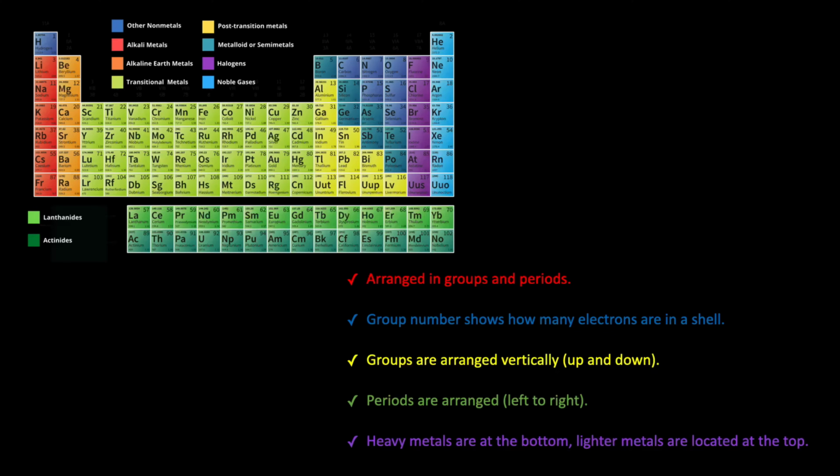So the groups are arranged up and down vertically, and the periods are left to right, okay? Left to right. Now, the heavy metals are at the bottom and the lighter ones are usually located at the top. That's how they arranged it. It's literally so organized, okay? It's very organized. So the group numbers on the top of a periodic table show you how many electrons are in a shell. Now, this is a basic picture that you see now, but I'm going to show you guys a picture of a more complex periodic table.